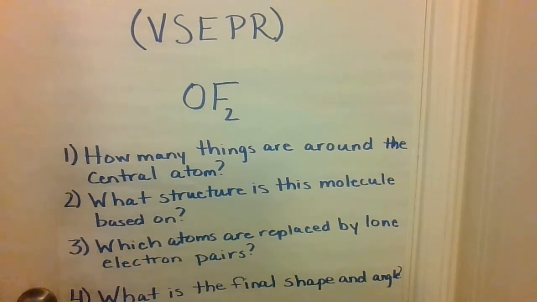Question number 1: how many things are around the central atom? Number 2: what structure is this molecule based on? 3: which atoms are replaced by lone electron pairs? And number 4: what is the final shape and angle? So go ahead, take a moment now, pause, and write down these 4 questions because they will walk you through obtaining exactly what shape and angle your compound is making.